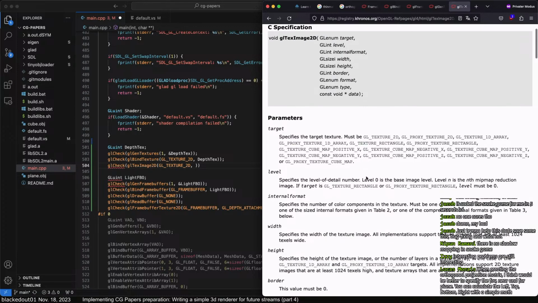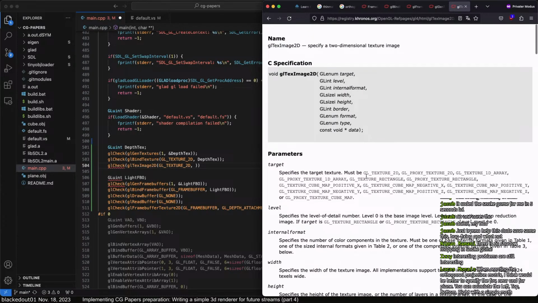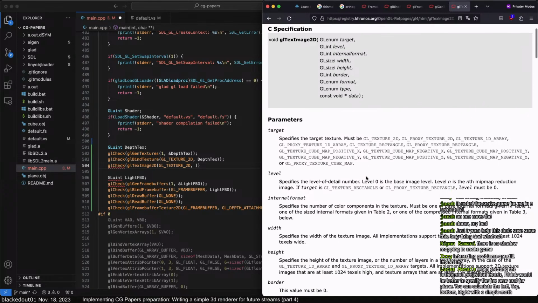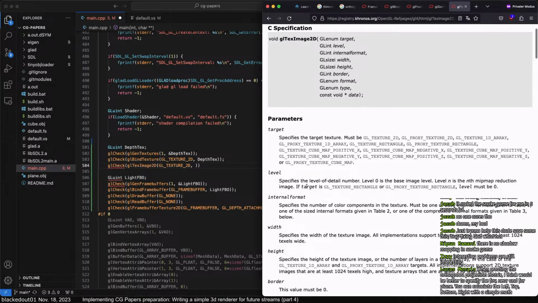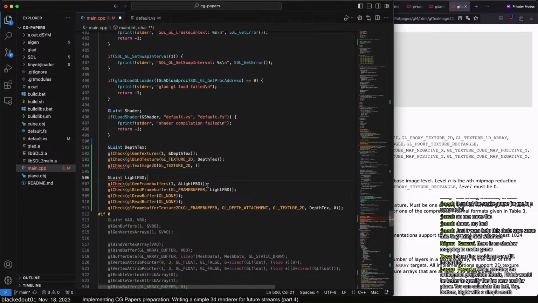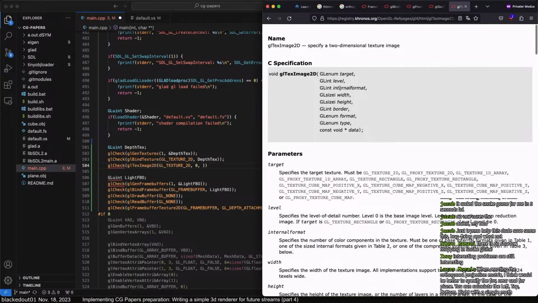So if you program something like this, I would really advise you to follow a tutorial or look at the documentation, because I can't really remember the stuff. I don't know if anyone actually can. I always forget the stuff. So it specifies the level of detail. Okay, so we don't have mipmaps again, so I put 0 here. And now comes the interesting stuff.